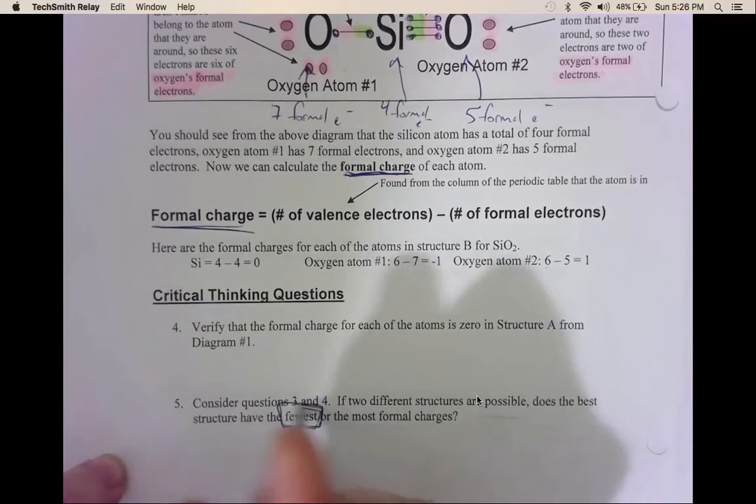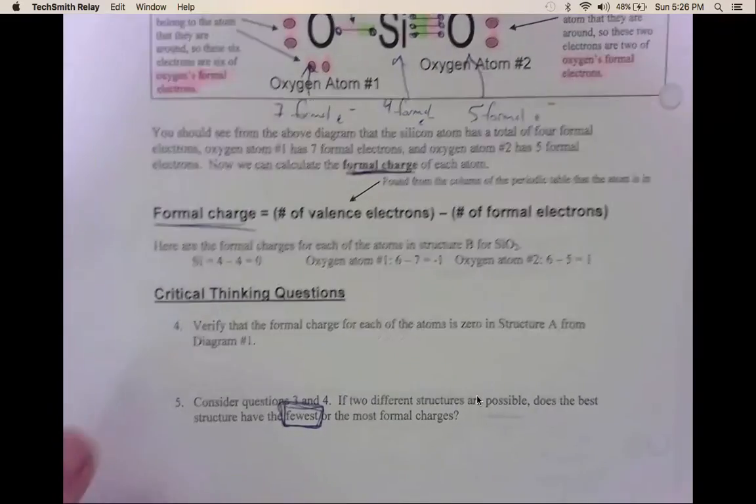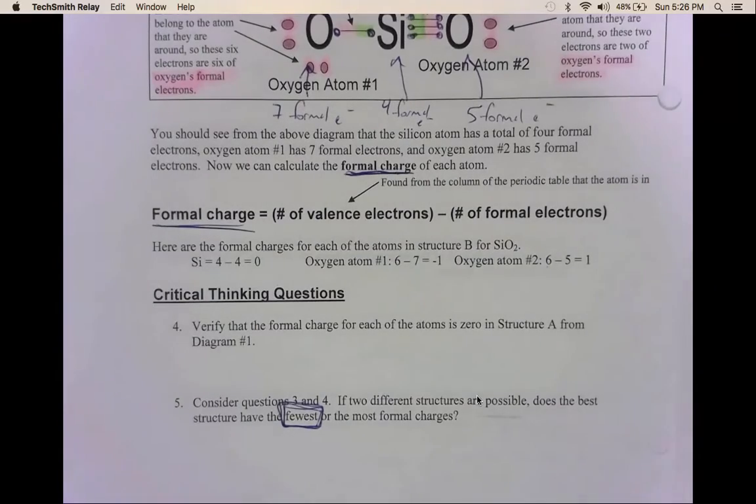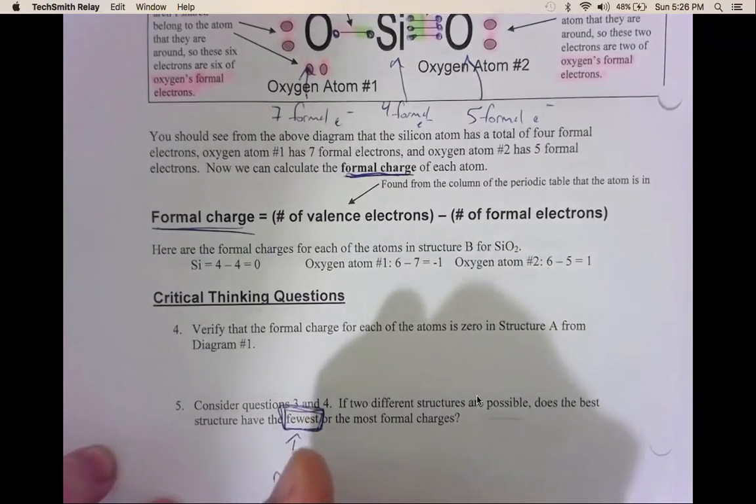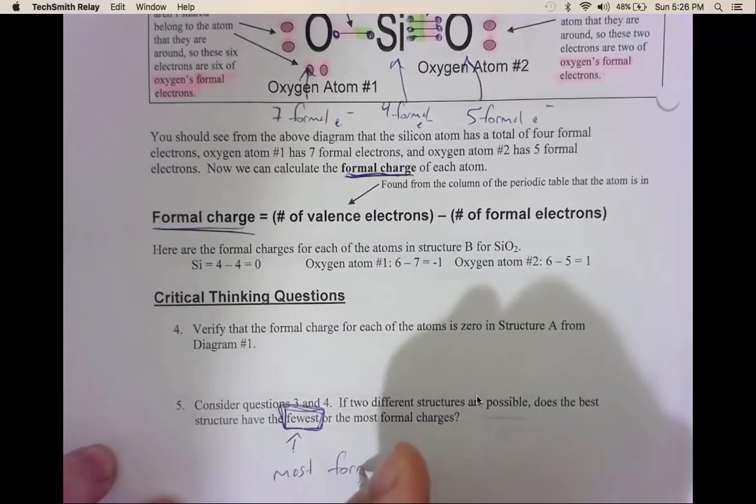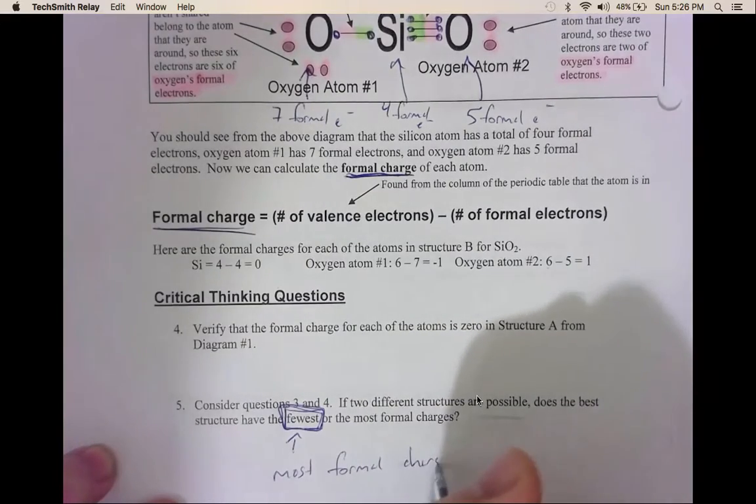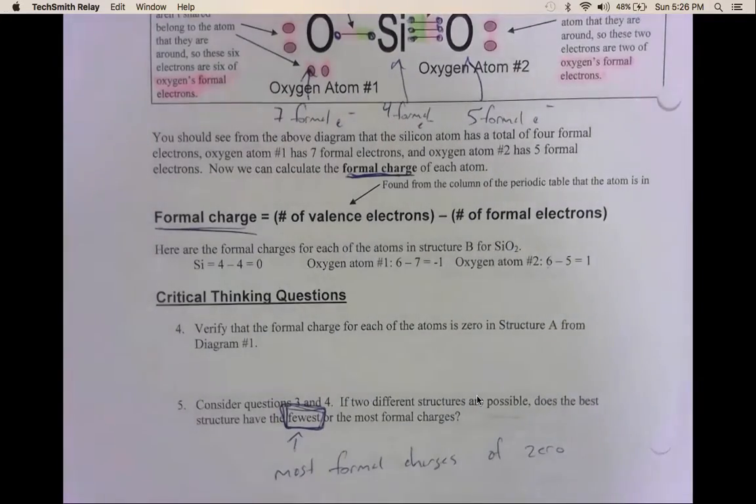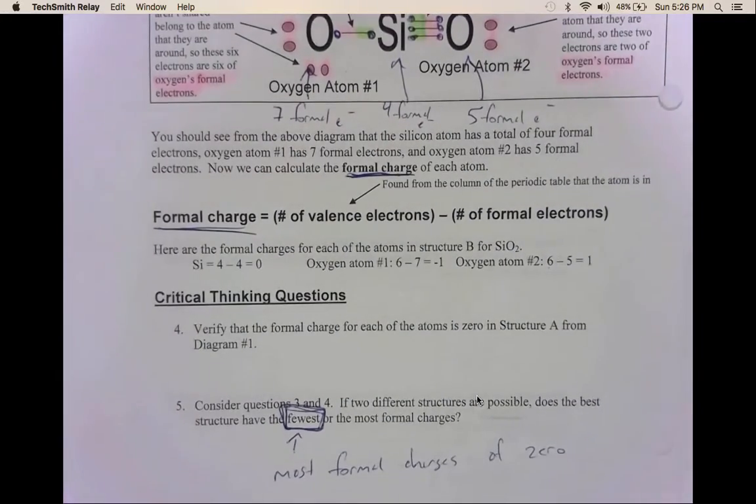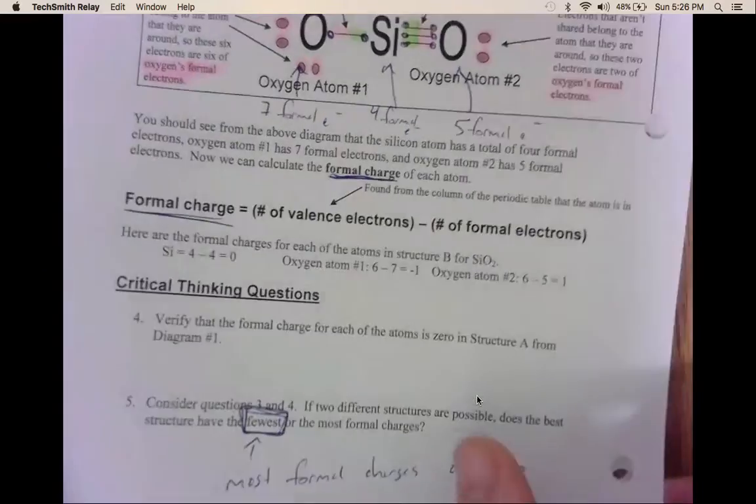So the best structures always have the fewest formal charges. What that means is the most formal charges of 0. So the structure that has the most formal charges of 0 is always the best. That will be helpful when you're thinking about some later structures.